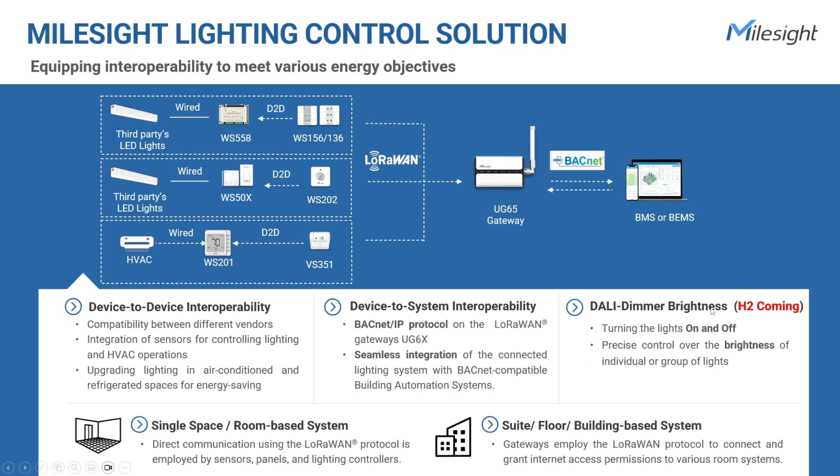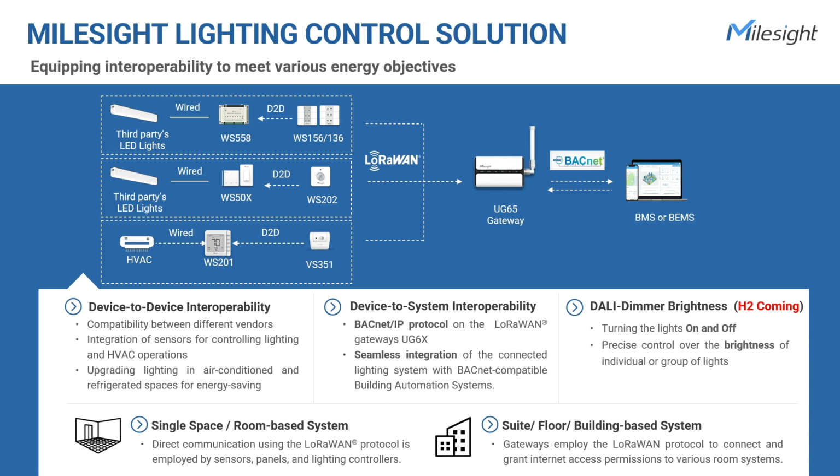Controlling brightness in a DALI system is not just about turning the lights on and off. With the use of the DALI protocol, you can adjust the brightness level of each luminaire independently or group of lights. This level of granular control gives you the power to tailor your lighting to your specific needs. And Milesight DALI Dimmer Controller has you covered. The new product will be officially released in the second half of this year.